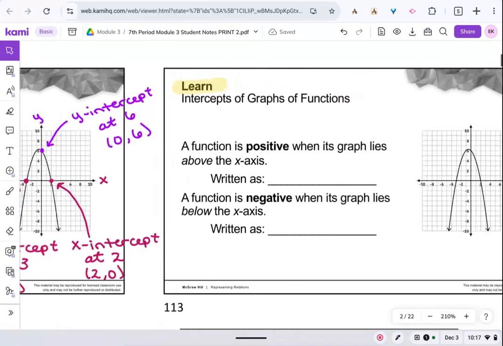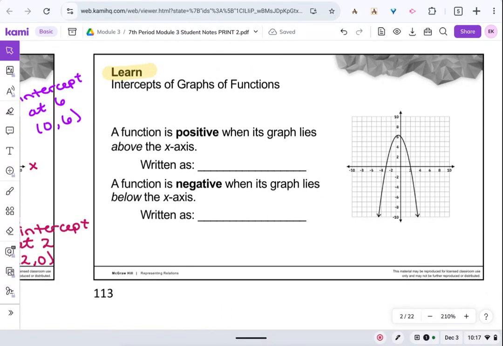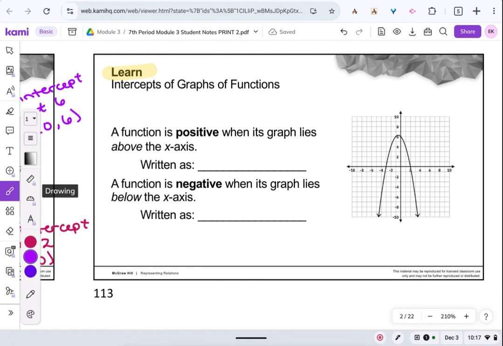The next piece we're going to look at is when a graph is positive and negative, okay? I would encourage you to have some colored pencils or markers or crayons or highlighters or something out today because we're going to be drawing stuff on this graph, okay?